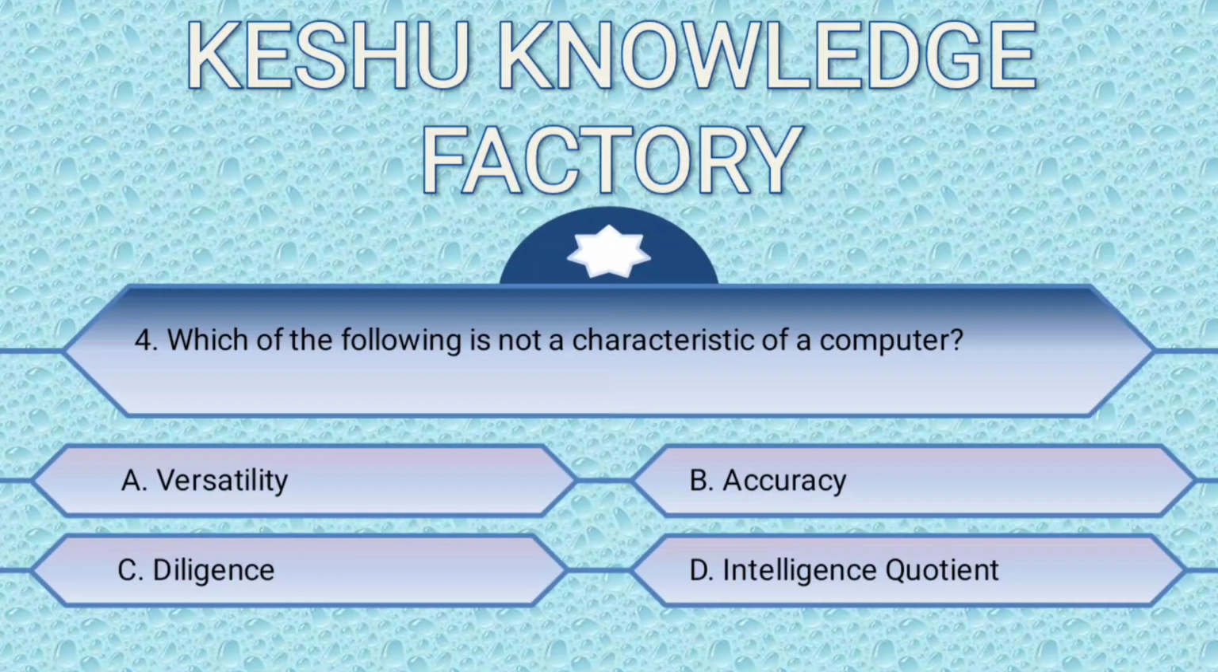Question 4. Which of the following is not a characteristic of a computer? A. Versatility. B. Accuracy. C. Diligence. D. Intelligence quotient. Answer is D. Intelligence quotient.